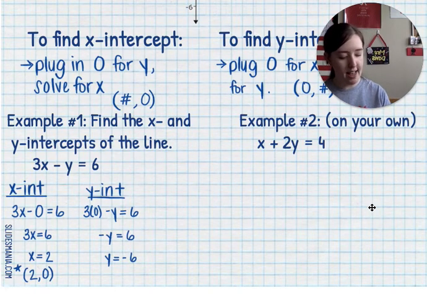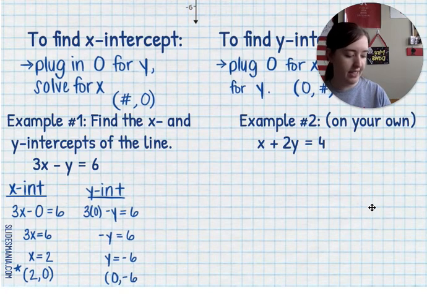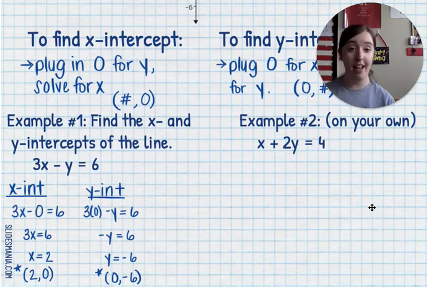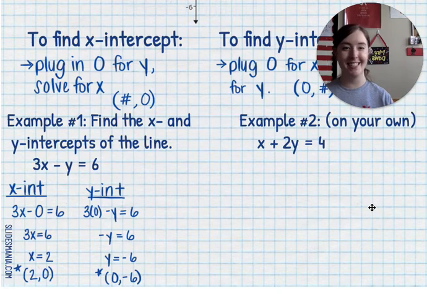So we had 0 for our x value and negative 6 for our y value. So we need to make sure to write it as (0, -6) to have our actual answer for our y-intercept. So go ahead and on the next one, find your x and y-intercept, and we'll make sure you get the same answer.